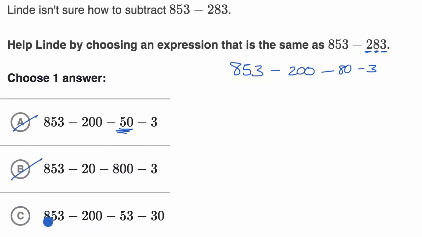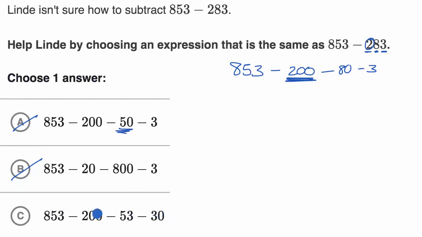So this one has 853 minus 200 minus 50 minus 30. Does that make sense? Well, let's think about it. What they're doing is that they're subtracting out first the 200, so that's this part right over here, so that makes sense. They're subtracting out first that, and then they're subtracting out 53, and then they're subtracting out 30. Well, that is the same thing as subtracting out 83. Because subtracting 83 is the same thing as subtracting out 53 and then subtracting 30. 53 plus 30 is 83.